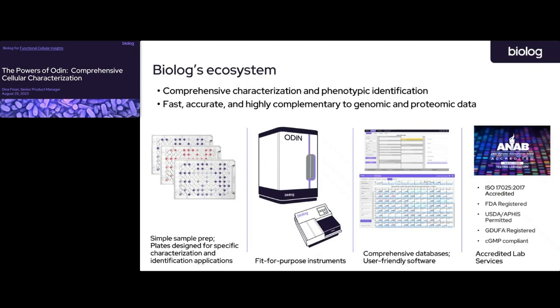So our ecosystem also includes sample prep help. We have a lot of different protocols, and we have training and support from our expert technical support team. And then finally, we have a lab service and testing facility that is ISO certified. So as well as the phenotypic characterization and ID that I talked about today, that group can also do genomic sequencing, MALDI-TOF, enumeration, and other types of lab services that are super relevant to anyone who's working with microbes.